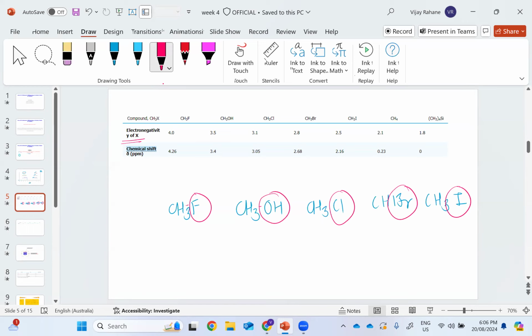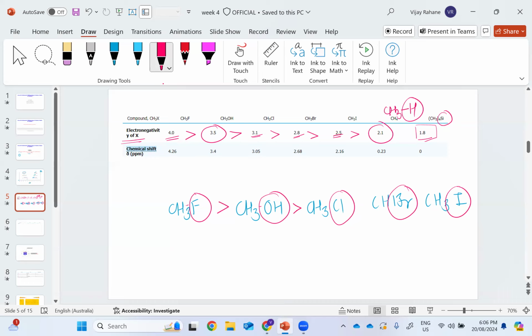The electronegativity of fluorine is 4, and the hydroxy group is 3.5. The chloro is 3.1, bromo is 2.8, and iodo is 2.5. Let's take hydrogen as a group, which has an electronegativity value of about 2.1. Similarly, silicon is 1.8. So as electronegativity increases, the delta value, or the chemical shift value, also increases.